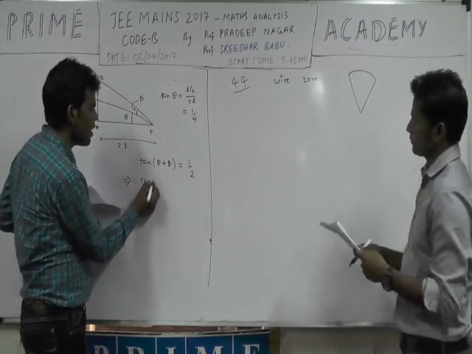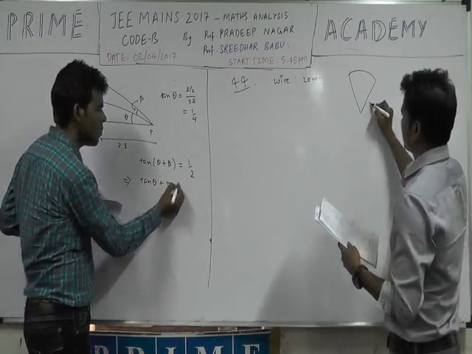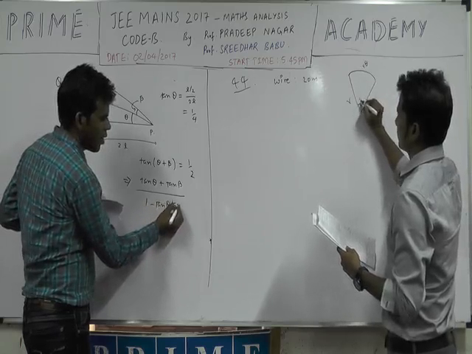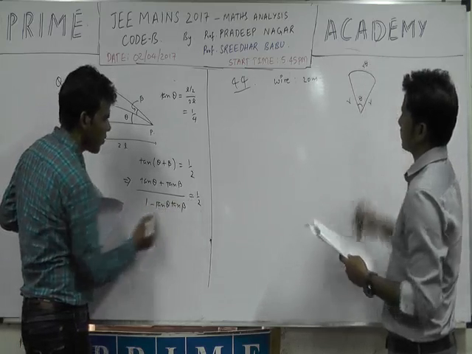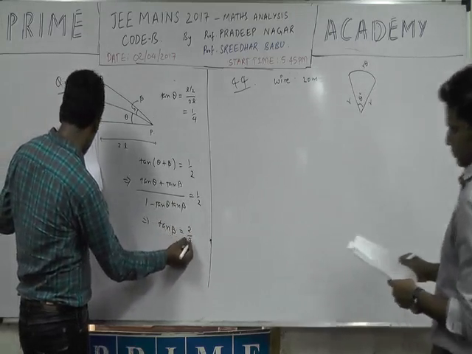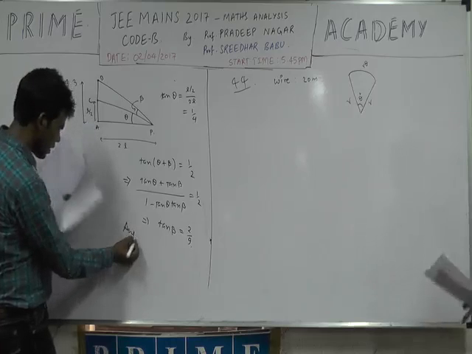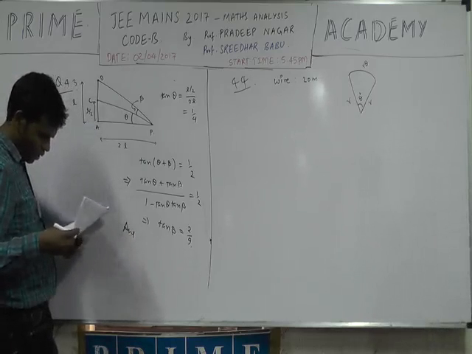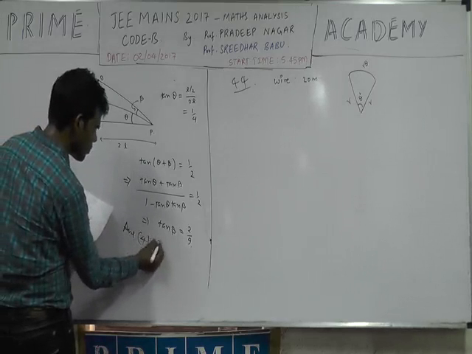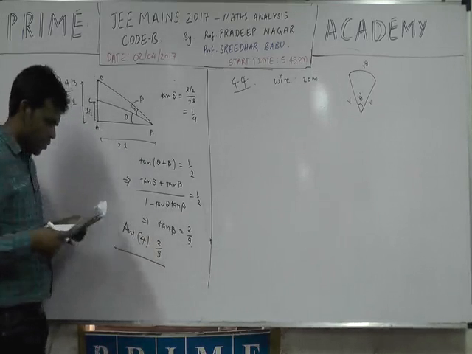So from here you can write it as tan theta plus tan beta upon 1 minus tan theta tan beta equal to half. From here you can easily solve for tan beta and you will get your answer as 2 upon 9. Hence the answer is 2 upon 9. That is option 4. So this is the answer of this question.